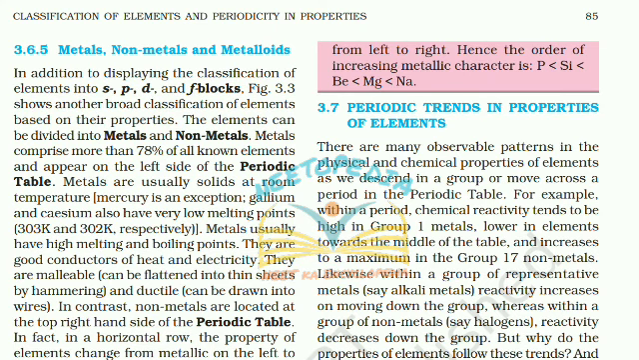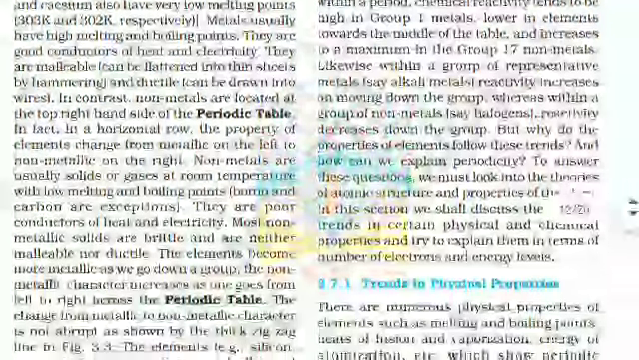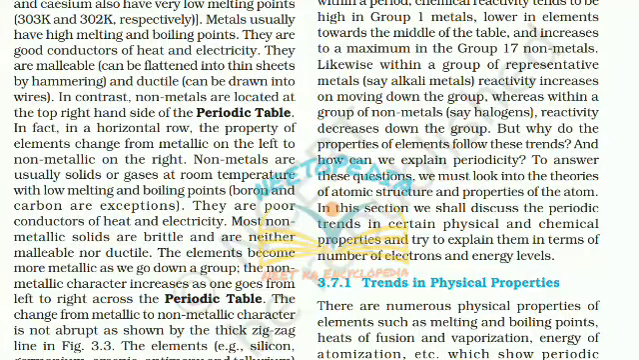3.7 Periodic trends in properties of elements. There are many observable patterns in the physical and chemical properties of elements as we descend in a group or move across a period in the periodic table. For example, within a period, chemical reactivity tends to be high in group 1 metals, lower in elements towards the middle of the table, and increases to a maximum in group 17 non-metals. Likewise, within a group of representative metals, say alkali metals, reactivity increases on moving down the group, whereas within a group of non-metals, say halogens, reactivity decreases down the group.